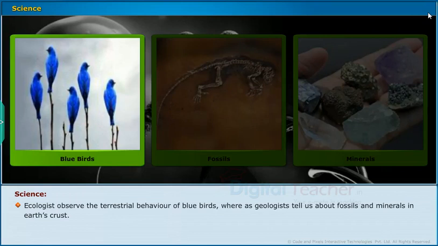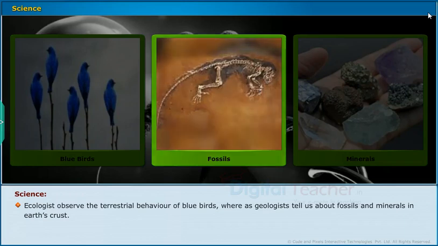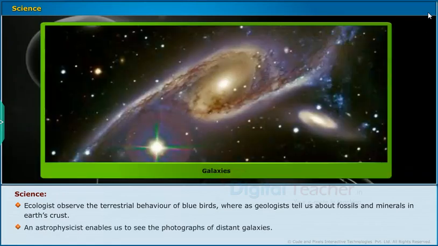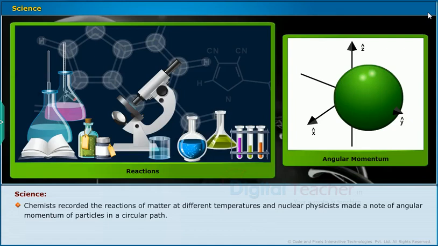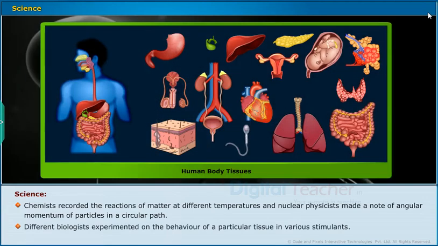Ecologists observe the terrestrial behavior of bluebirds, whereas geologists tell us about fossils and minerals in Earth's crust. An astrophysicist enables us to see the photographs of distant galaxies. Chemists recorded the reactions of matter at different temperatures, and nuclear physicists made a note of angular momentum of particles in a circular path. Different biologists experimented on the behavior of a particular tissue in various stimulants. Now, let us learn about the need of science.